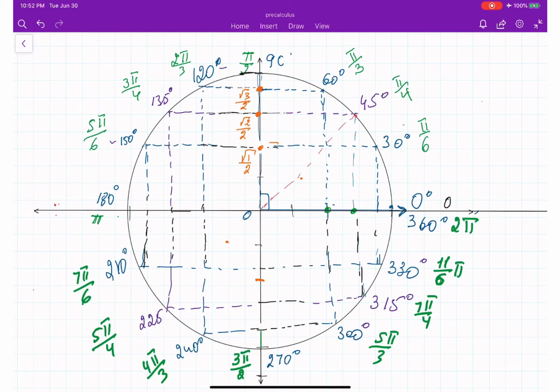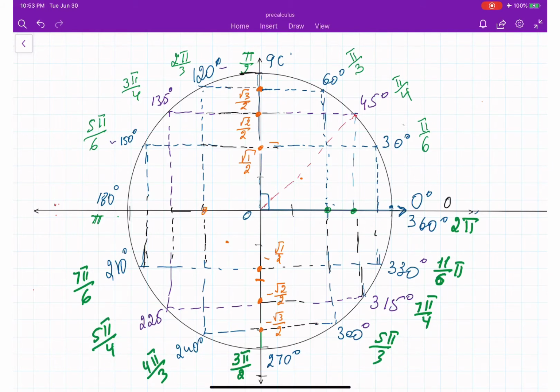Now down here, because y is negative, I will have negative square root 1/2. This point will be negative square root of 2/2, and this point will be negative square root of 3/2. See how easy it is to lay down all these values.